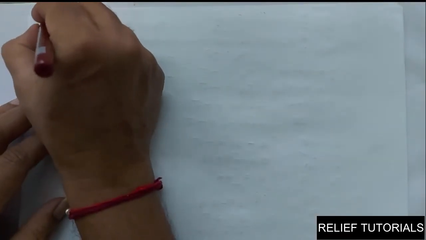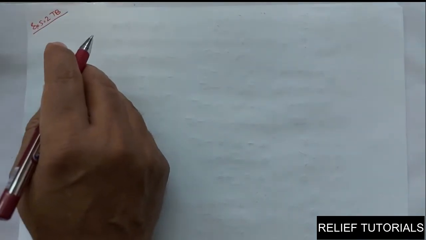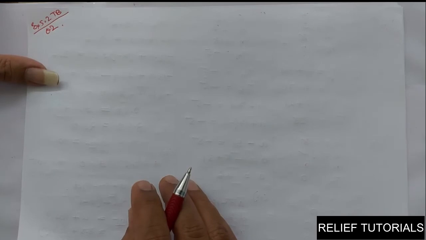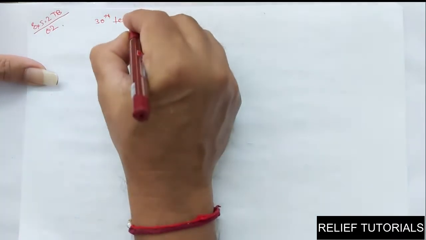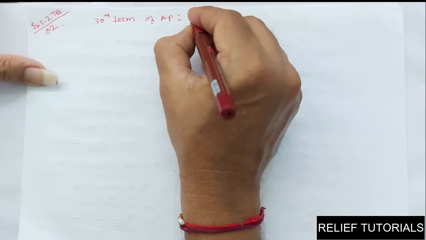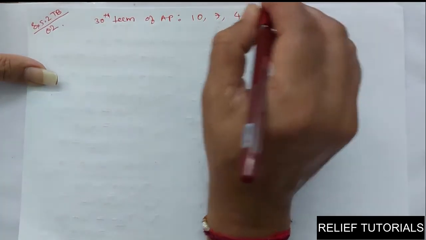Now we'll do Exercise 5.2 textbook, question number 2. What is the question? Choose the correct choice in the following and justify. So you have to find the 30th term of the AP. Which AP is it here? 10, 7, 4, dot, dot, dot.